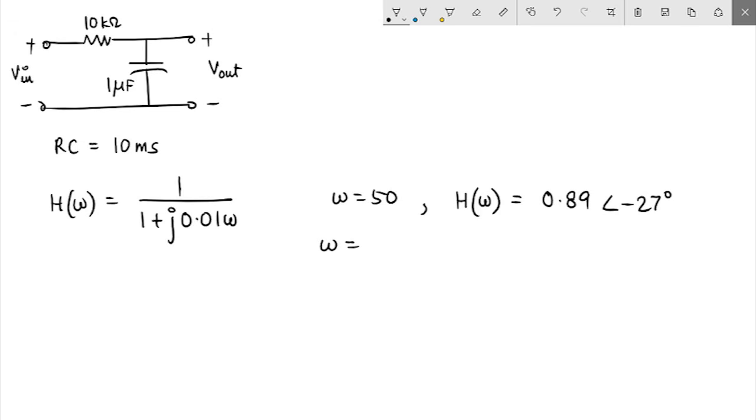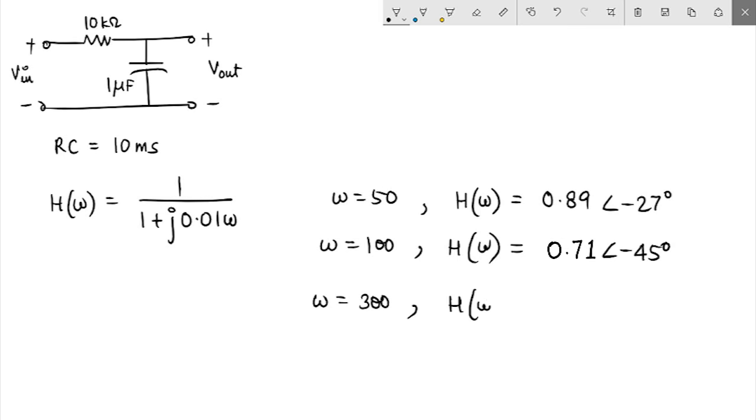When omega is equal to 100, H of omega is 0.71 with an angle minus 45. As omega is 300, H of omega becomes 0.32 with an angle minus 72 degrees.